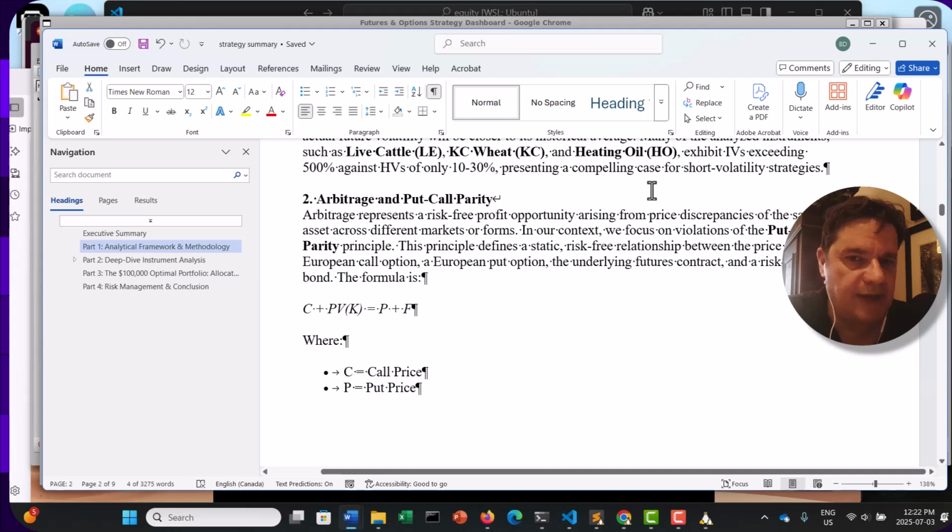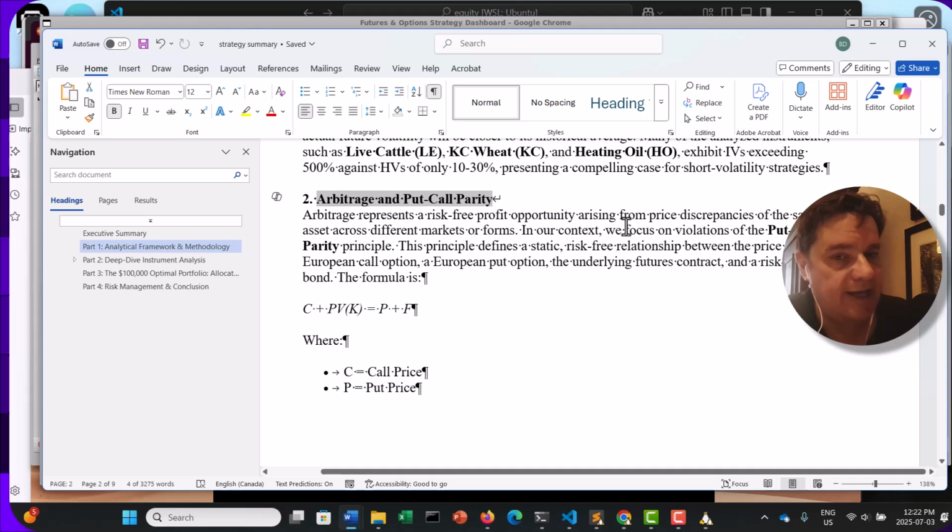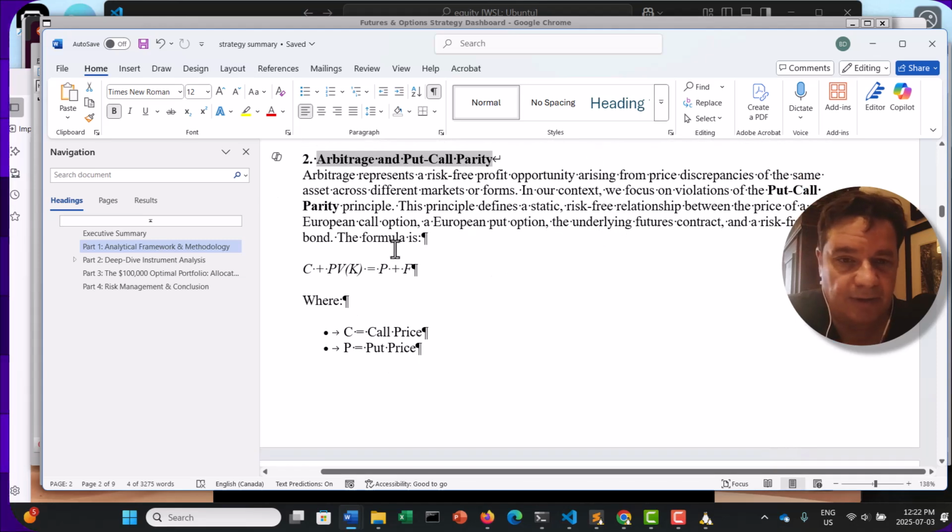The other thing that it seems to be taking advantage of currently off the real world data is arbitrage and put call parity. And I'm going to show you that with the one in the other document, the raw document for ES. Okay, so here we have the put call parity. Basically it's a risk-free profit opportunity from price discrepancies of the asset across different markets or forms. They're looking for violations of the put call principle.